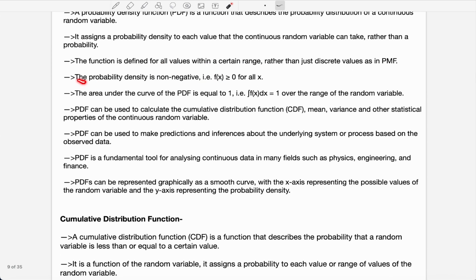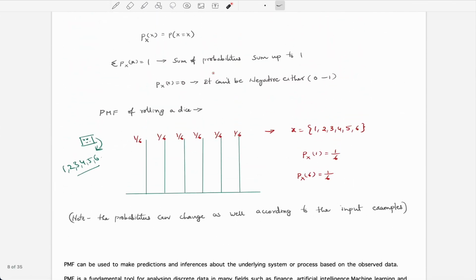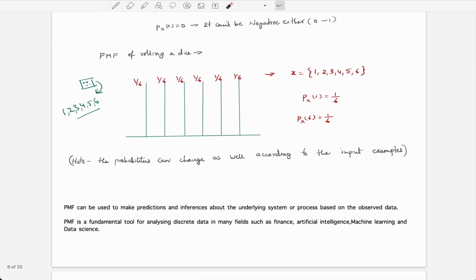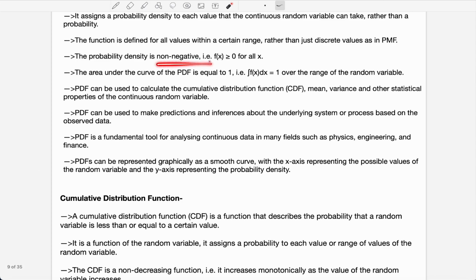Okay, so the probability density is not negative. As I said, here also it is not negative, and here also it is not negative, because probability cannot be negative. The f of x is greater than or equal to 0 for all x, and the area under the curve of the PDF is equal to 1. We have discussed this in our previous lecture.